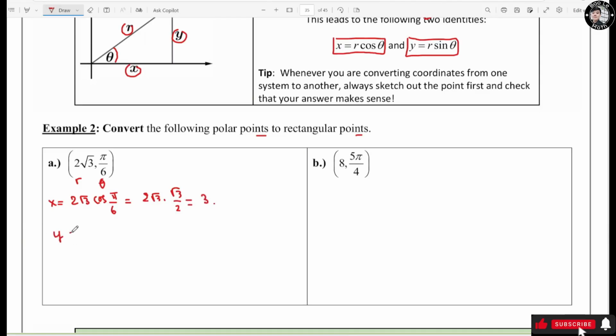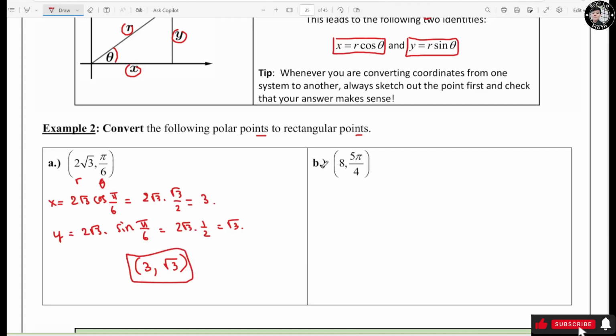Now y equals r sine theta, so it could be 2 root 3 times sine pi over 6. Sine pi over 6 equals 1/2, so it could be 2 root 3 times 1/2. The 2 and 2 cancel out, so it could be root 3. So you have the ordered pair x first, 3, and then y, root 3.